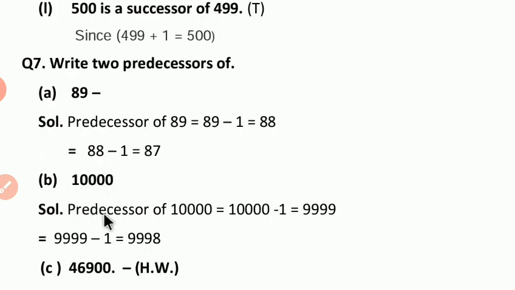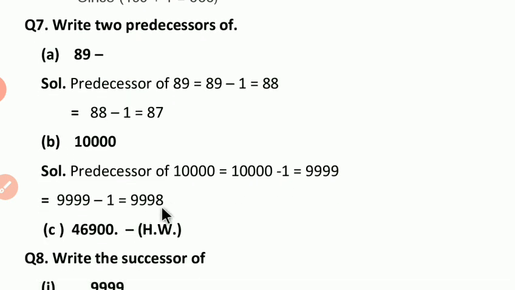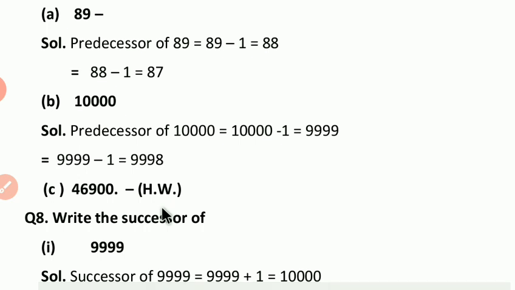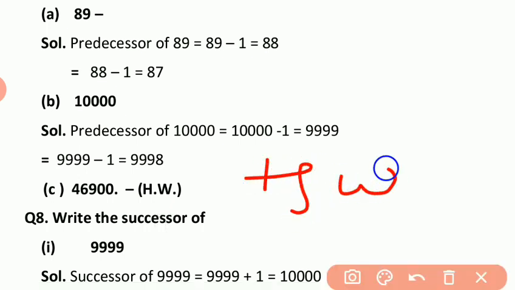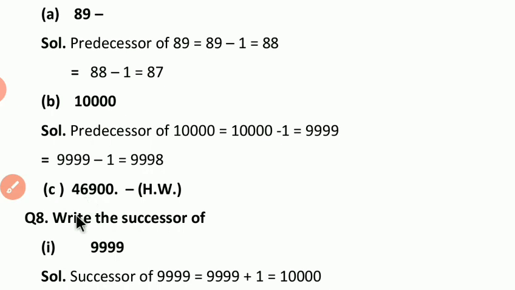Second one, 10,000. So predecessor of 10,000. It means again we have to minus 1. So 9,999. Then second predecessor it will be, we have to minus 1 from this first predecessor. So 9,998. Third one, 46,900. So this one is your homework. You have to find the two predecessors by minus 1.